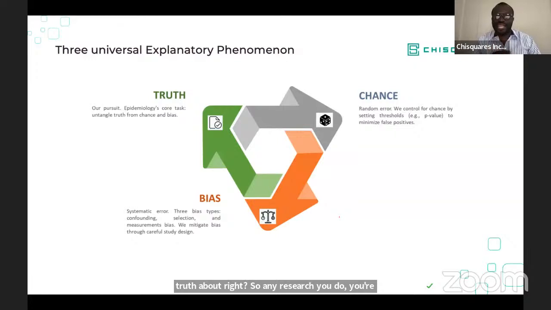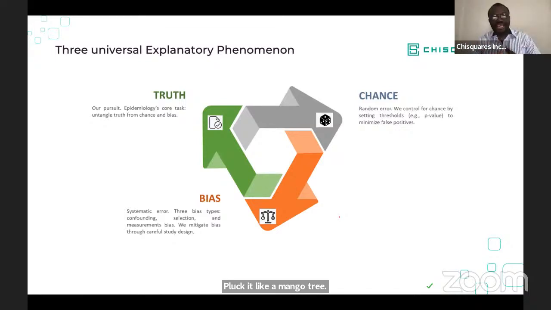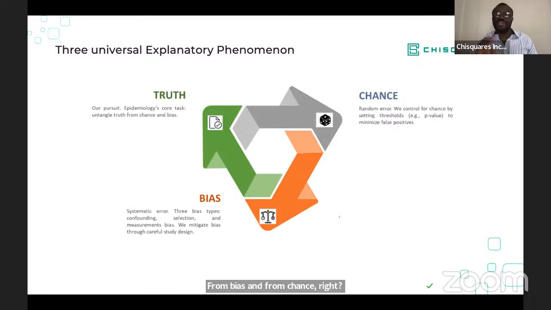But the challenge is that truth is not just hanging in space where you just go and pluck it like a mango tree. Truth is buried and intertwined with chance and bias. So for you to find out the truth, you have to dig and extricate it from bias and from chance, right? And that's where regression comes in. But you need to understand these 3 things, right? That, okay, there's truth, but then there's chance and there's bias. And the whole point of regression is to separate the truth from bias and from chance.